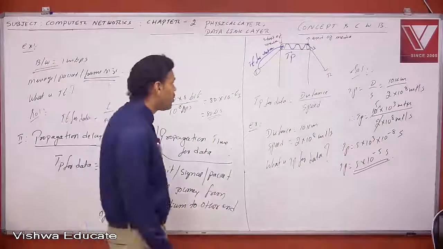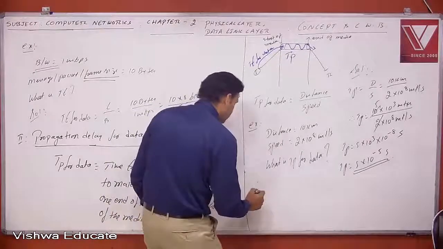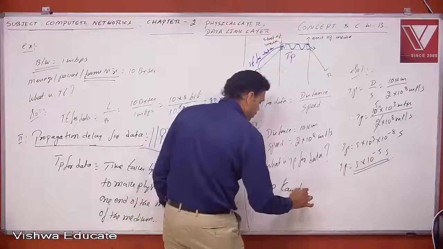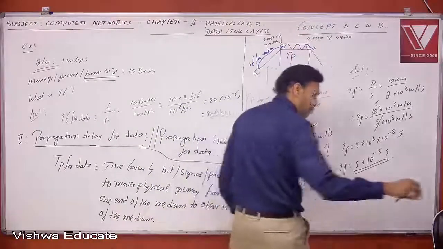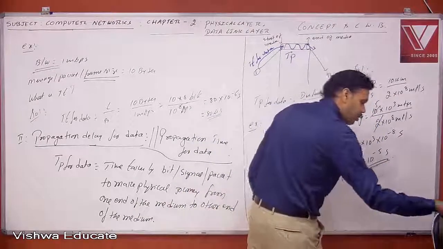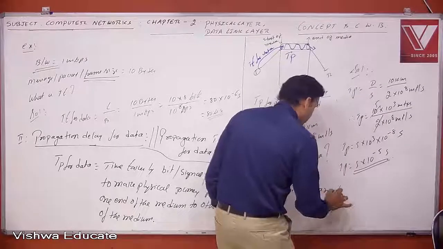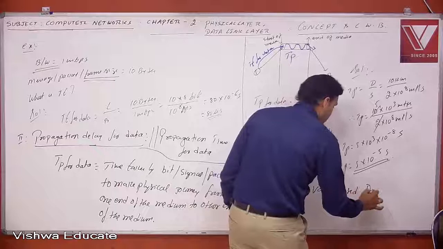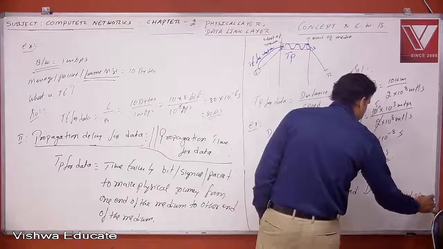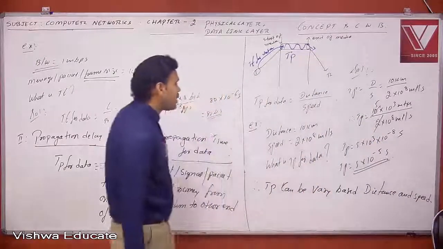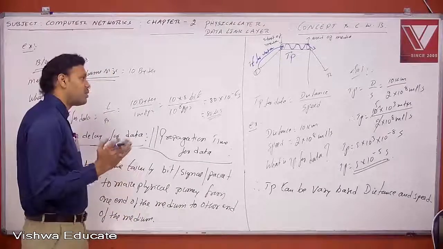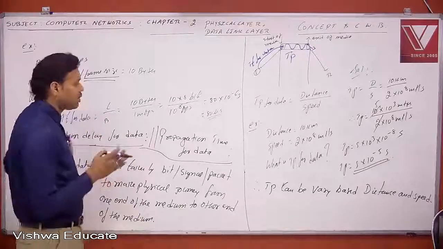Okay, friends. And now here I want to add a point. What is that? TP can vary based on what? Distance and speed of the medium. So we will see another example by taking high distance or low distance. So therefore TP is equal to up and down.